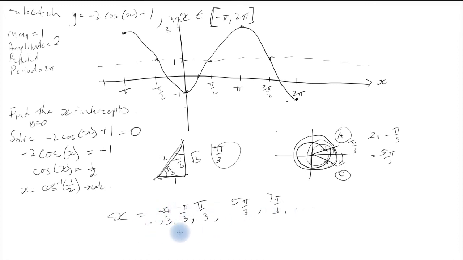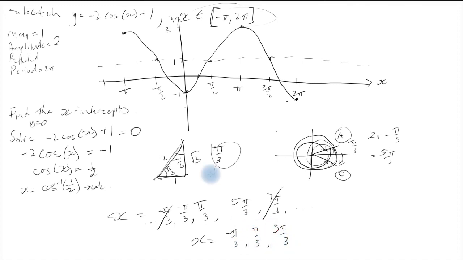My job now is to find which of these fit into our domain at the top here. First off, it can't be smaller than negative pi. Negative 5 pi on 3 is smaller than negative pi, so that one doesn't count. And they can't be bigger than 2 pi. 7 pi on 3 is too big, so that one doesn't count. Because we've got one on both sides that aren't included, we have definitely found all of the ones we need. So there are 3 solutions here: x is equal to minus pi on 3, pi on 3, and 5 pi on 3.